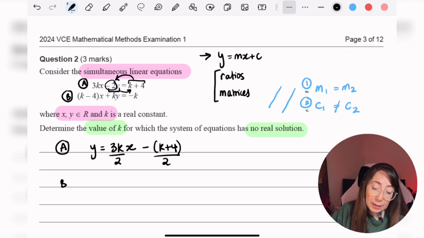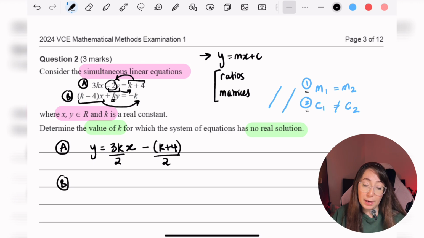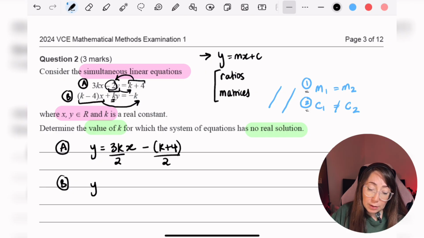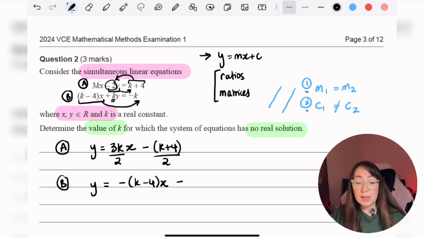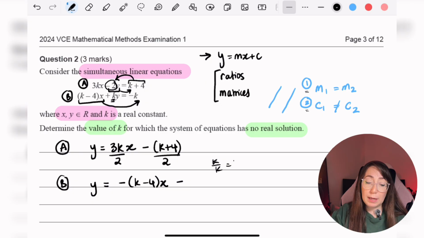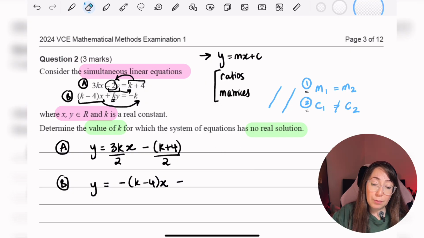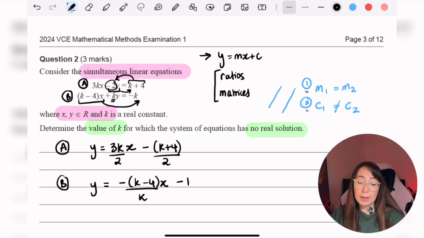Now for equation B, we're doing something very similar. We're going to take this term over, and then we'll divide both sides by k. So y is equal to, and this term now becomes negative. And there is a minus k, but just thinking ahead, because I'm also going to divide by k, k divided by k will be equal to 1. So I'm just going to go ahead and write 1 straight away. And this term needs to have that k divided through by it.